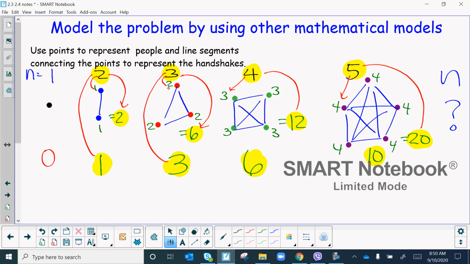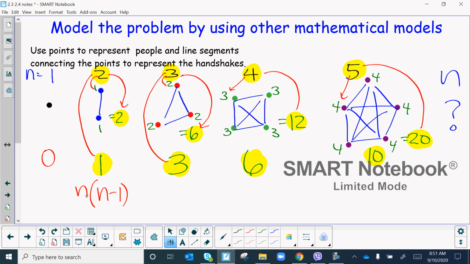All of the handshakes, you'll notice, are 1 less than n. So we're going to take that number, n minus 1, because 2 minus 1 is 1, 3 minus 1 is 2, 4 minus 1 is 3, 5 minus 1 is 4. You see how it comes together like that, right? And then we're going to multiply that times however many people there are. Well, there are n people, so we're going to multiply it by that.